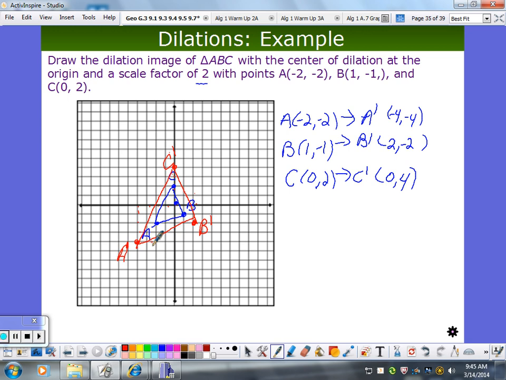And that's basically all there is to it. I think I do. Looks right. That's kind of all there is to dilation. Very simple. What else we got here?